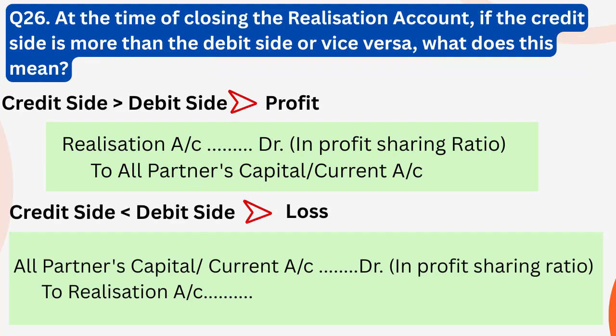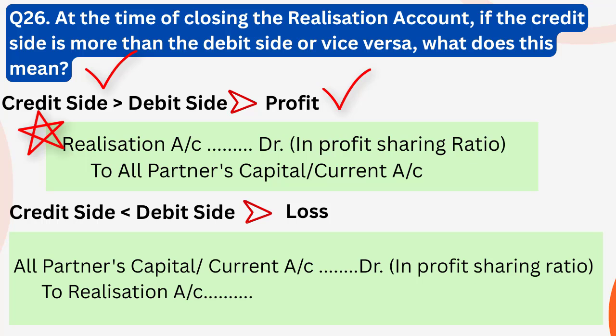Okay, now let's say at the time of closing the realization account, if the credit side is more than the debit side or vice versa, what does this mean? Now this is pretty simple. If the credit side is more than the debit side here, clearly it indicates the profit has been made, which should be transferred to all the partners' capital or current account in their profit sharing ratios. The journal entry for this would look like this.